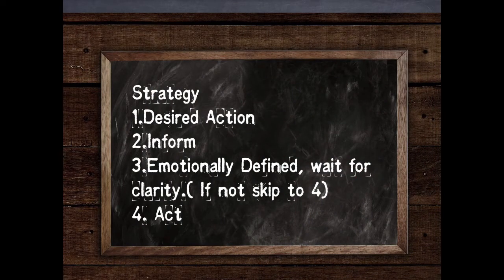As I already said in part 1, manifestors are all about just doing it. So the strategy is they think about what they want to do, they inform, and then if they're emotionally defined, they wait for their emotional wave, then act. But if they're not emotionally defined, then they just do whatever they want to do after they've informed those impacted. So a scenario could be a manifestor decides they want to go on a trip. And since they're not emotionally defined, they don't have to wait for clarity. But since they're married, they inform their spouse about what they plan to do. And then they go ahead and do it. And that's how a strategy would work.